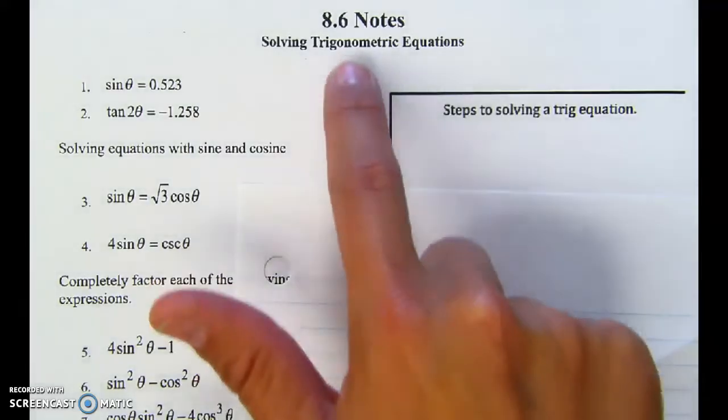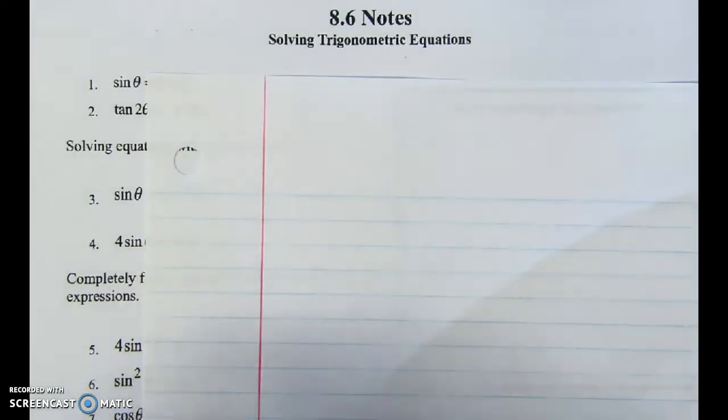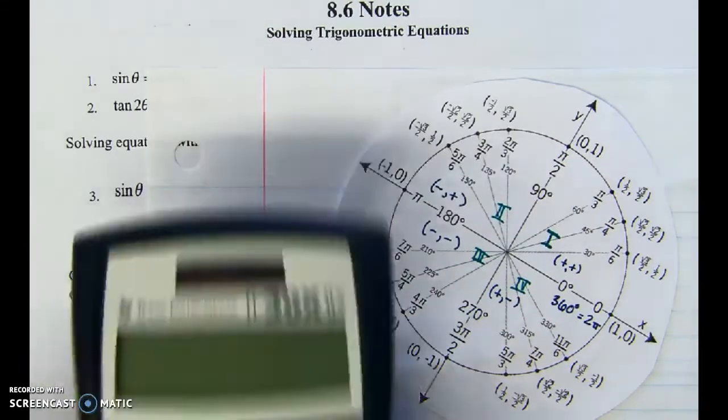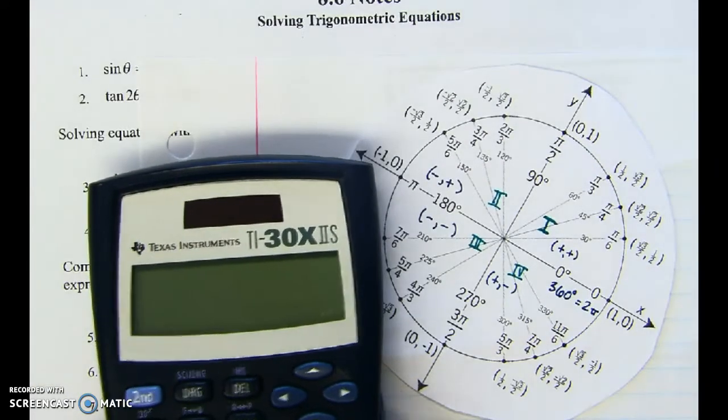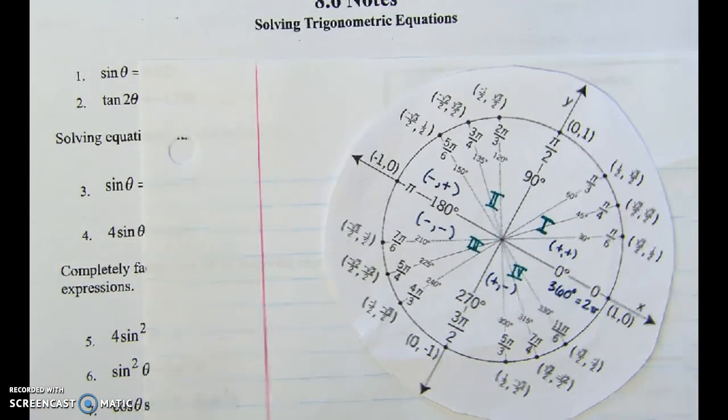Hello, 8.6, solving trig equations. You're going to need a lined piece of paper, a unit circle, and a calculator just at the beginning, and the page of notes. So pause and get yourself set up, and here we go.